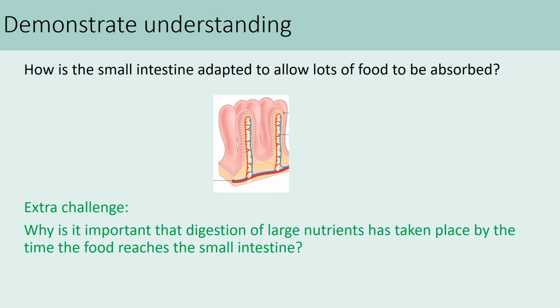So, what I'd like you to do is pause the video and can you have a go? You don't have to write it down. Can you have a go at coming up with an answer for how the small intestine is adapted to allow lots of food to be absorbed? And the clue is in the picture. So try and get as many of those sort of keywords that we've spoken about into your answer. And then if you can, have a go at the green question, the extra challenge question. Okay, can you pause the video now?